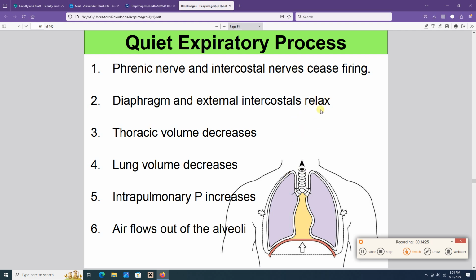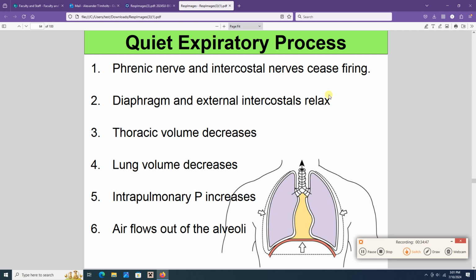Notice that there's just relaxation. There's no muscle contraction. And I don't need contraction because, don't forget, what are your lungs covered in? They're covered in elastic fibers, which you stretched when you breathed in. So they're recoiling right now when you breathe out.